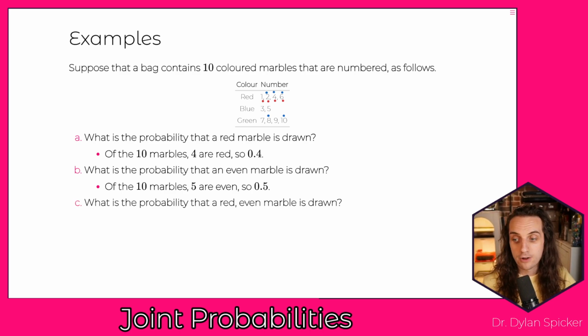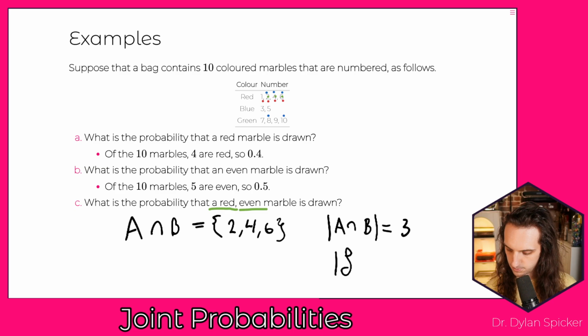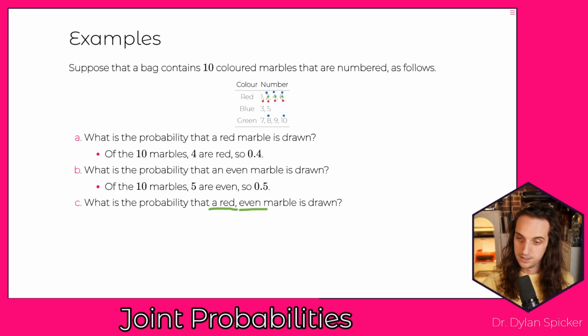Now, what's the probability that a red even marble is drawn? Okay, so here we want the joint probability that it is red and that it is even. Notice if we go into our red marbles, there is a 2, a 4, and a 6. So there are 3 that satisfy both quantities here. If we think about A being the event that it's red and B being the event that it is even, then the set here is going to be 2, 4, 6. And so the size of A intersect B is equal to 3. We know that the size of our sample space is equal to 10. And so we go 3 out of 10. Okay, and so that will give us our answer here.